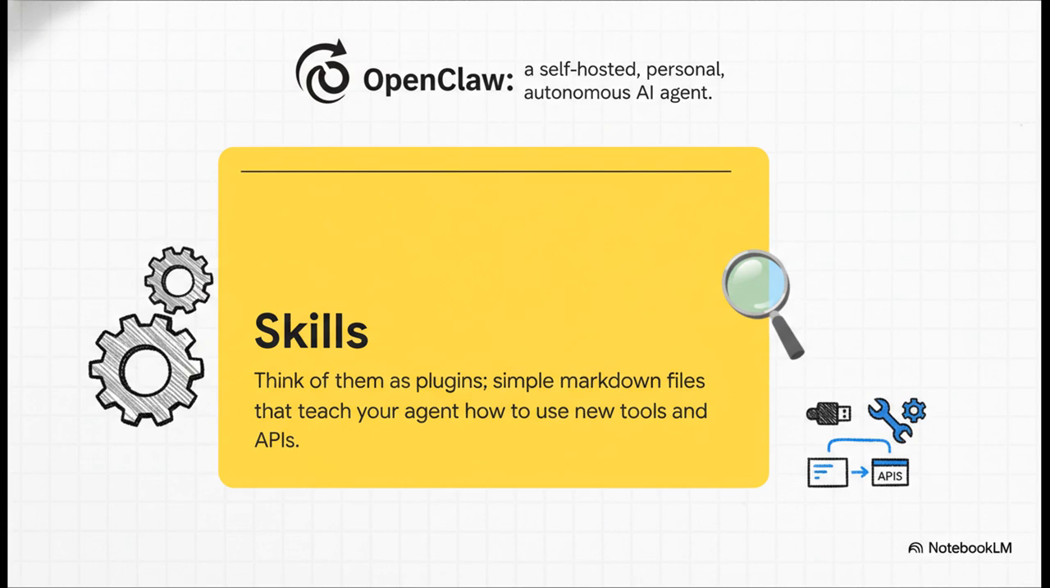So how does it learn all these amazing new tricks? Well, through something called skills. The easiest way to think of them is like plugins. They're just simple text files that teach your agent how to use a new tool. You could, for example, create a skill that tells it how to interact with Apple Notes, or Obsidian, or even how to send emails on your behalf. This super simple system makes its capabilities pretty much infinitely expandable.